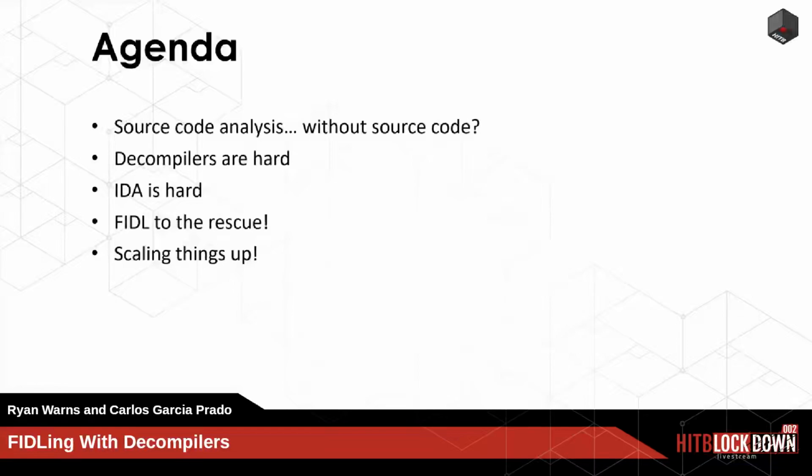So very briefly, the agenda. We're going to talk about how to do source code analysis without the source code. Then we're going to see how decompilers are hard. Afterwards, we're going to see that IDA is hard as well. We are going to introduce our solution to this problem, namely a library for interacting with the Hex-Rays decompiler, making your life hopefully easier, called FIDL. And at the end, we're going to see how you would be able to do this at scale. We'll be reversing and decompiling at scale.